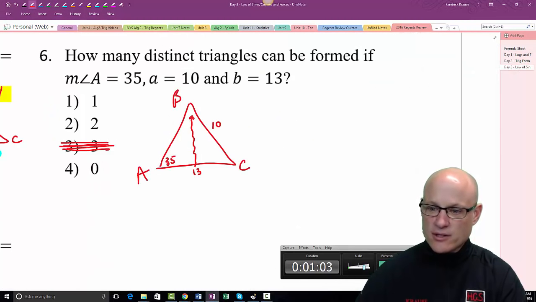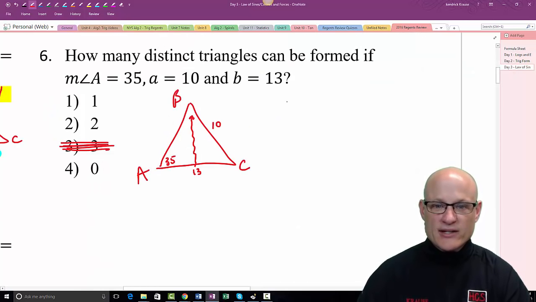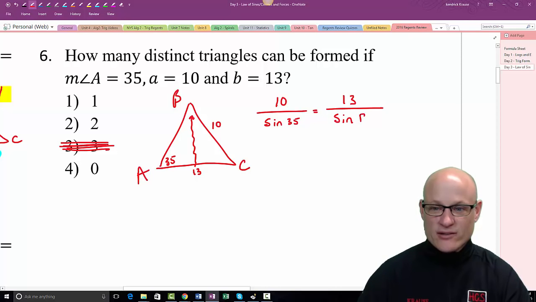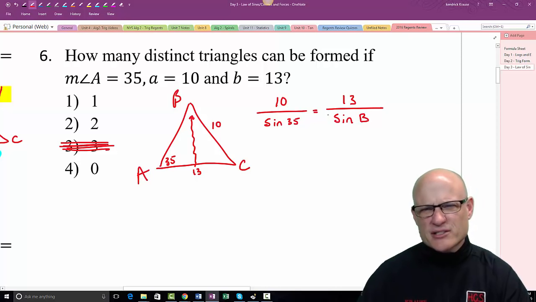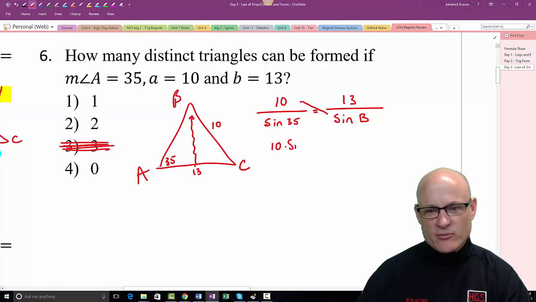All right. So, law of sines says you take the side and you put it over the sine of the angle, equals the side, 13, over the sine of the angle. In this case, it's sine of b. Then we're just going to simply cross multiply. 10 times the sine of b.